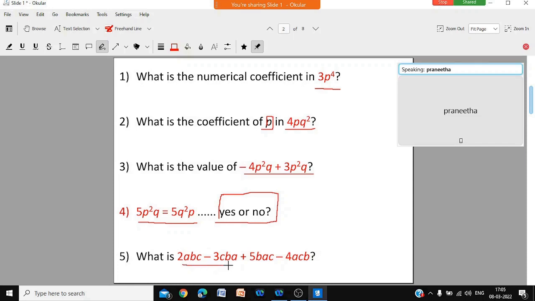Question number 5. 2abc minus 3cba plus 5bac minus 4acb. How much will it give? Only write the final answer. Question number 5. 2abc minus 3cba plus 5bac minus 4acb. How much is the final answer?